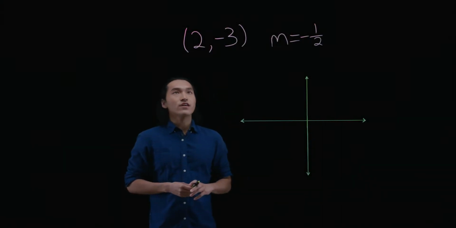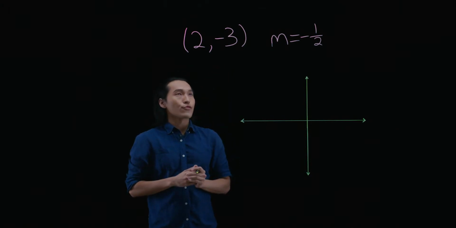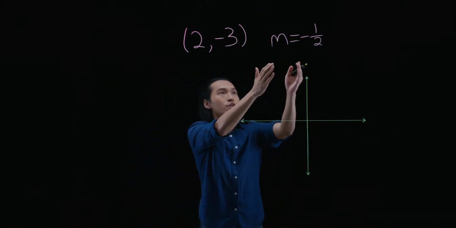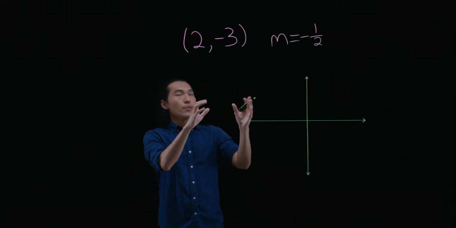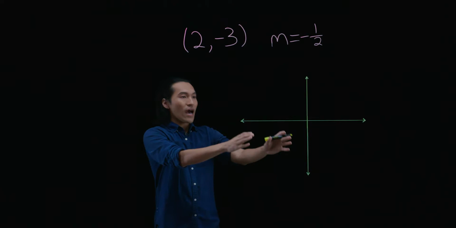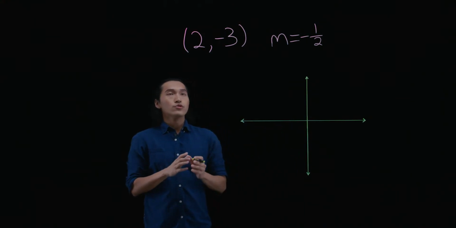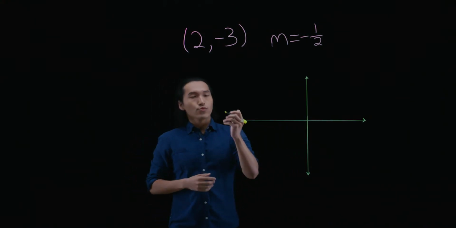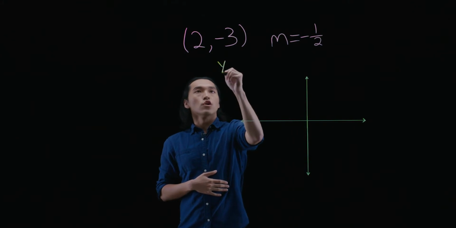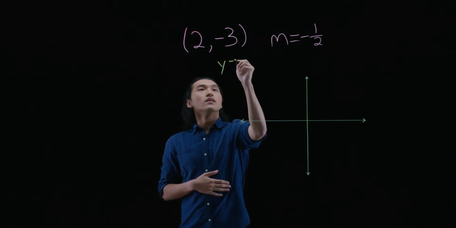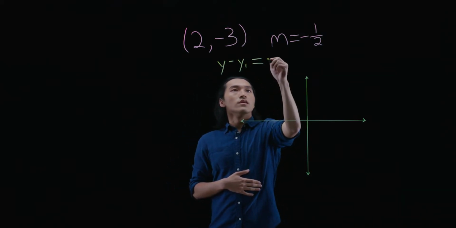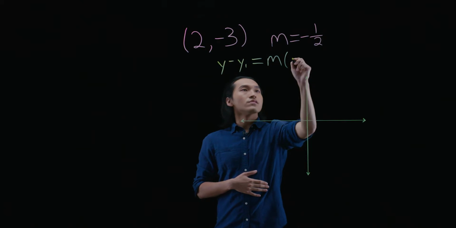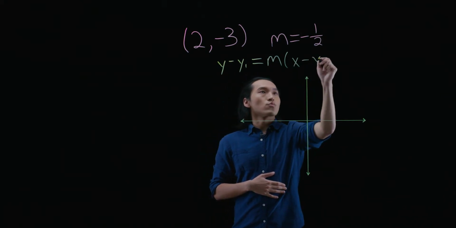Hi, I'm David. So for this problem, they give us a point, (2, -3), and a slope, m equals negative 1 over 2. And they want us to take this and put it into a linear function so that we can graph it on a coordinate plane using the point-slope format. Now, as we recall, the point-slope format is y minus y1 equals m times x minus x1.